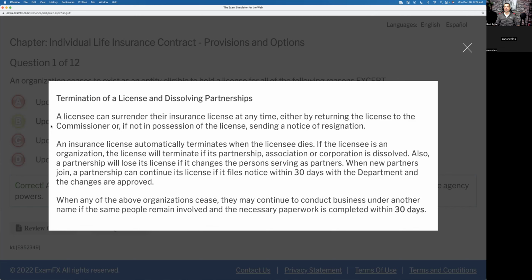And yeah, you could do that. So for example, you get your license, you want to resign, you can resign. Just write a letter of resignation. An insurance license automatically terminates when the licensee dies.